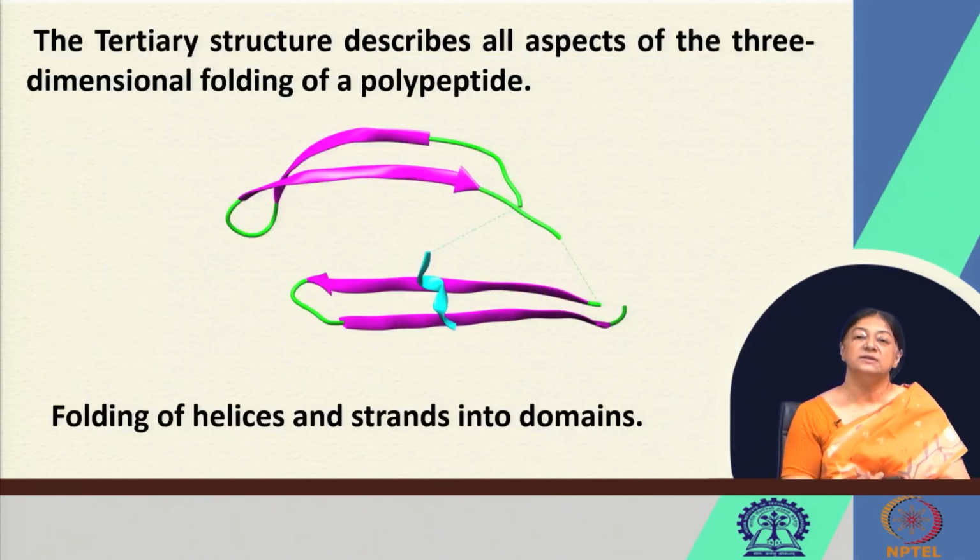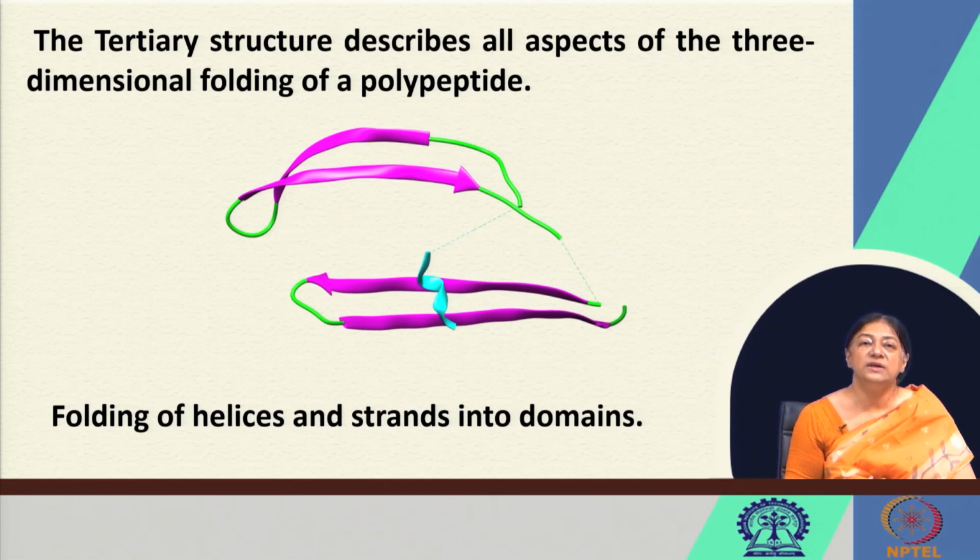Our next topic now is looking at the tertiary structure. What happens in the tertiary structure is that we have a combination of the beta sheets and the alpha helices coming together, folding into what we call domains or super secondary structures, because this is going to lead us to the compact structure that we know as proteins.